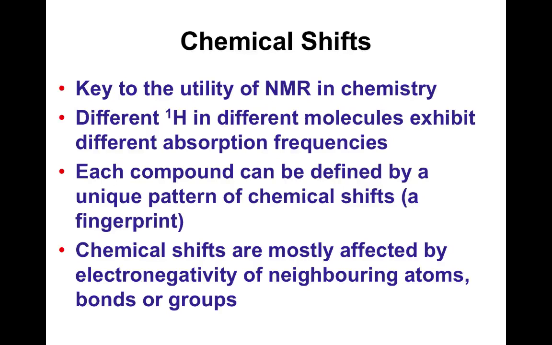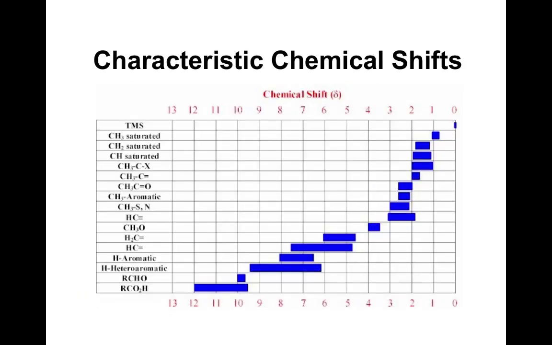Chemical shifts tell us a lot about those chemicals. Different hydrogen atoms exhibit different absorption frequencies due to the neighboring atoms, bonds, or groups. So depending on whether something is close to or is electropositive or electronegative, based on its chemical shift, we can pretty much identify what group it belongs to.